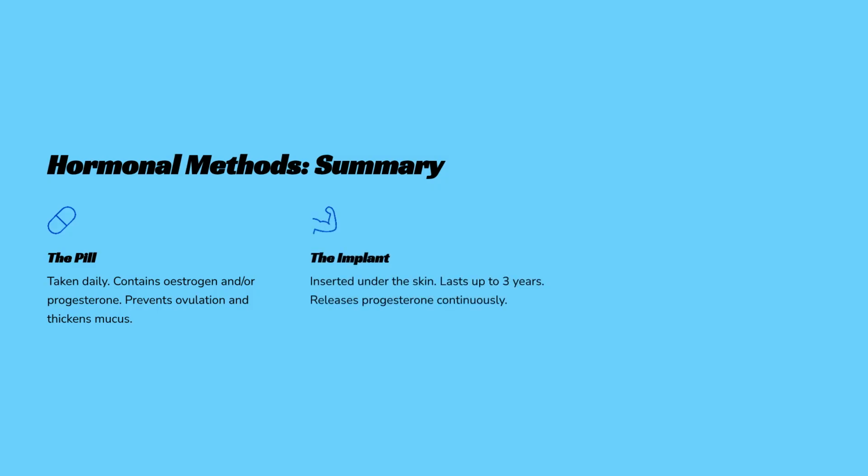This summary table compares the three main hormonal methods. While the pill is a daily tablet, the implant lasts for 3 years, and the injection requires follow-up doses every few months. All effectively release hormones to prevent ovulation.